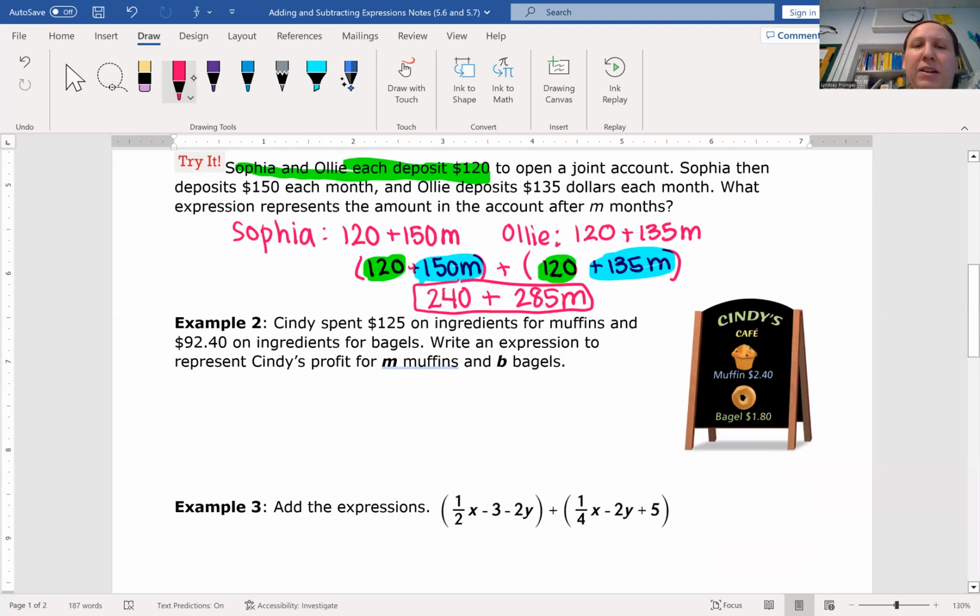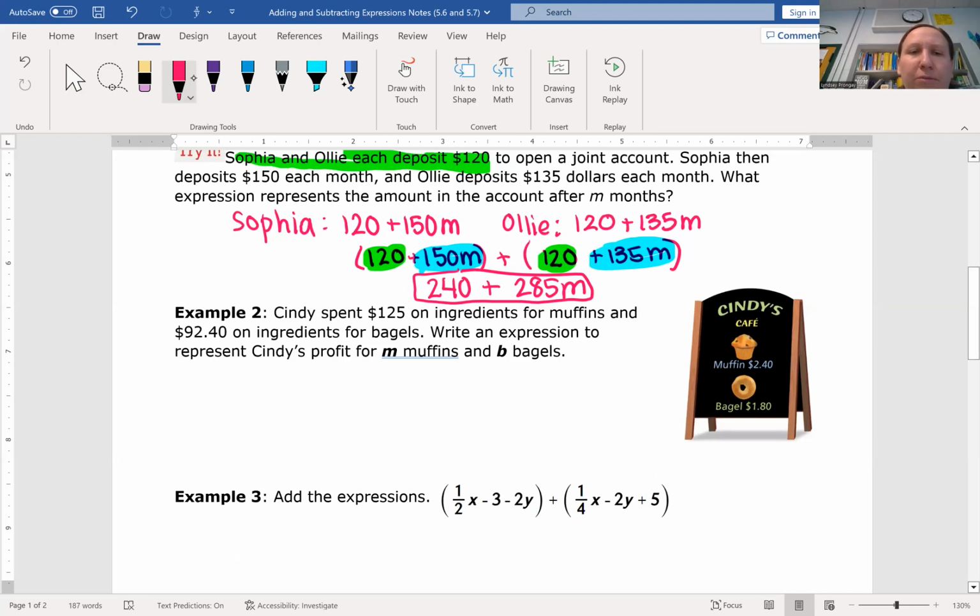Example 2, Cindy spent $125 on ingredients for muffins and $92.40 on ingredients for bagels. Write an expression to represent Cindy's profit for M muffins and B bagels. Okay, so profit means how much money you bring in from selling something after you take into account that you paid money for ingredients or supplies or things like that. So it's just the extra money you make after you take into account your expenses.